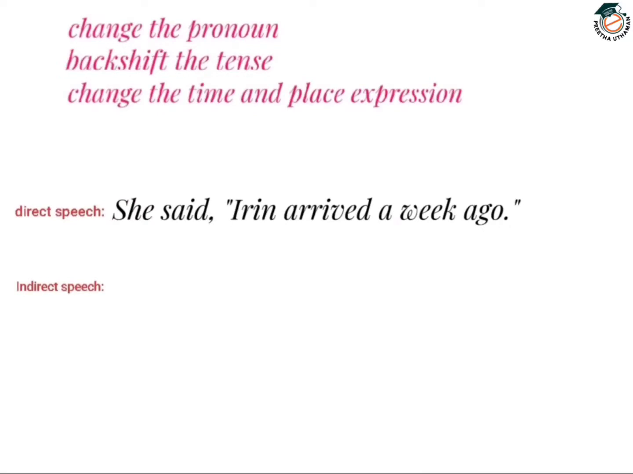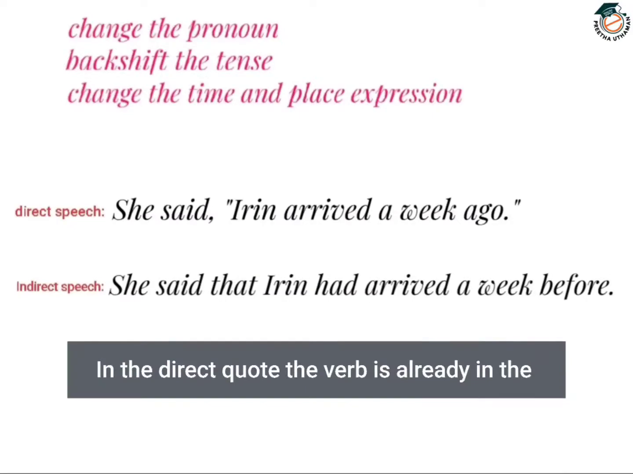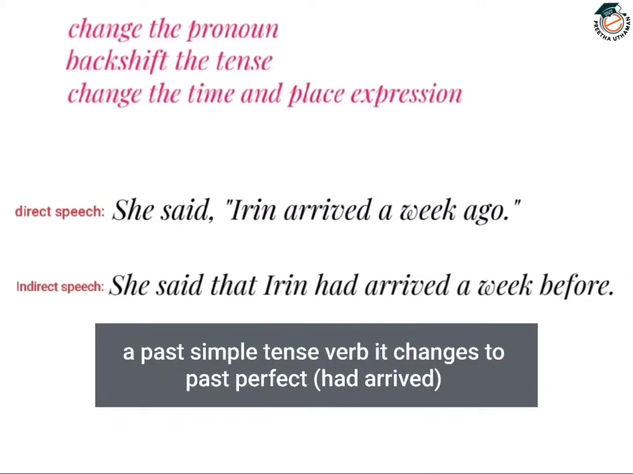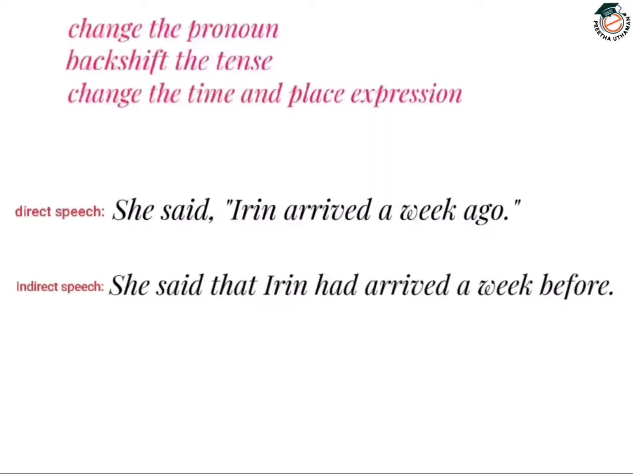Sentence number 5. She said, "Irene arrived a week ago." You can try the answer. She said that Irene had arrived a week before. In the direct quote, the verb is already in the past simple tense, arrived. Now when we backshift a past simple tense verb, it changes to past perfect, that is had arrived. She said that Irene had arrived a week before. And ago changes to before.